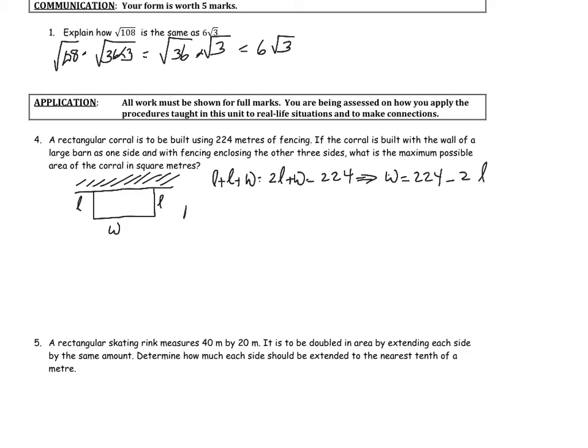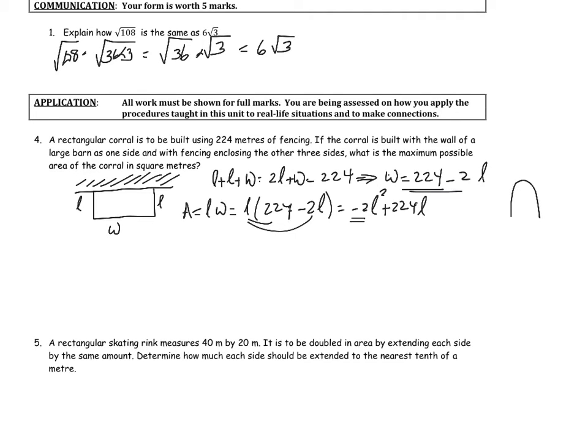Now I know that the area by definition is LW, but instead of W I'm going to use this definition, so I'm going to find that it's L times 224 minus 2L. If I distribute this, I get negative 2L squared plus 224L. Now you can see that this is a quadratic with the leading coefficient negative 2, so it opens downward, and the vertex is the maximum. And what we want is the maximum possible area. So we have to find the A coordinate of the vertex.